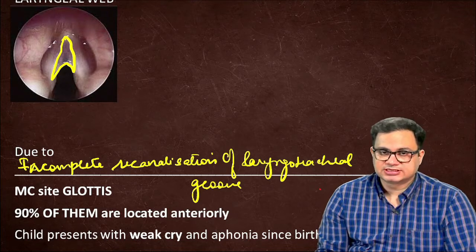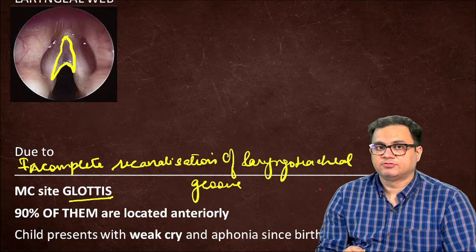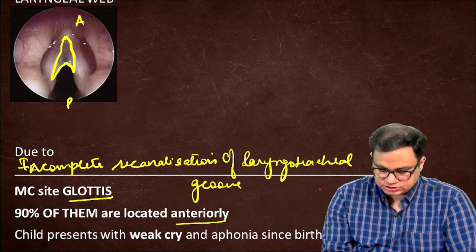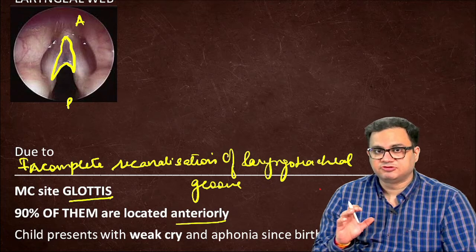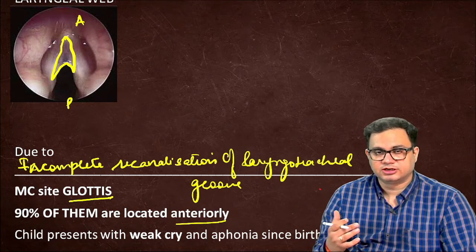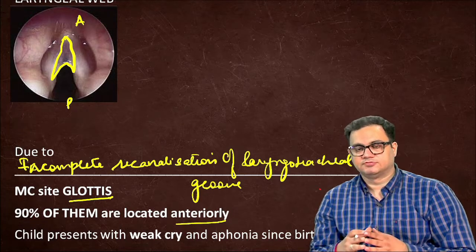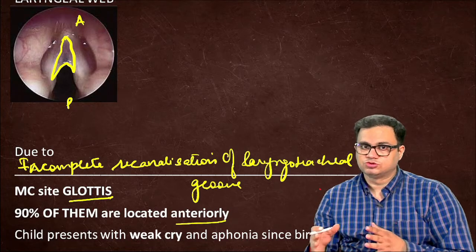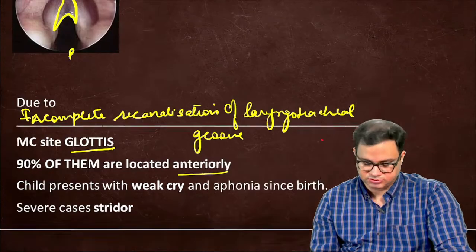The most common site of laryngeal web is the glottic part, and 90% of them are located anteriorly. Like in this condition, this is the anterior, this is the posterior. So 90% are located anteriorly. The child presents with a weak cry and aphonia since birth. Why? Because the primary function of the vocal cords, apart from respiration, is to phonate also.